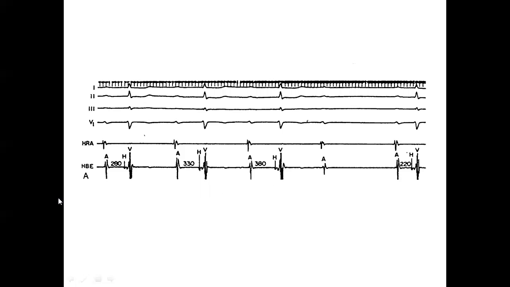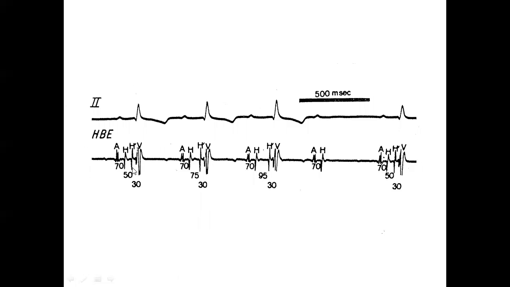Okay, this is typical AV Wenckebach phenomenon. AH gets longer and longer while HV stays the same. And that's a typical AV Wenckebach phenomenon. What's happening here? There's a Wenckebach phenomenon between proximal and distal His. AH stays the same, H prime V stays the same. What's lengthening is between H and H prime. So this is a Wenckebach phenomenon within the His bundle.